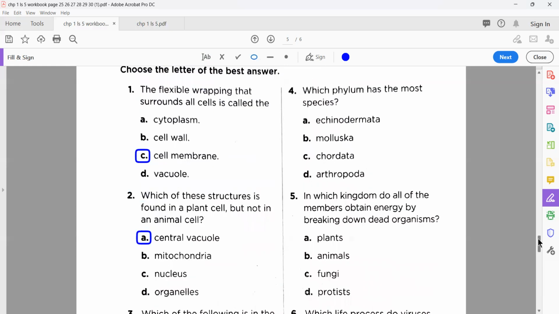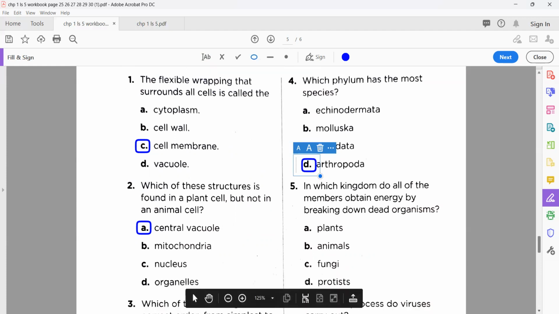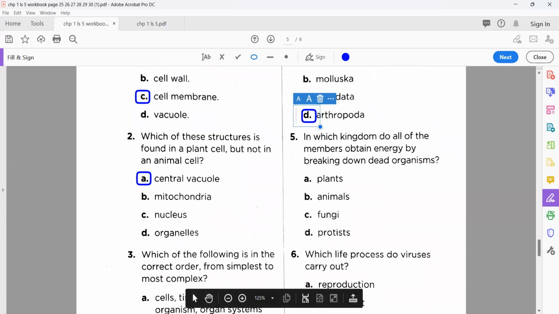Now come to number 4. Which phylum has the most species? Here in front of you: mollusk, chordate. The best one is D, Arthropoda. In this phylum you have the most species.